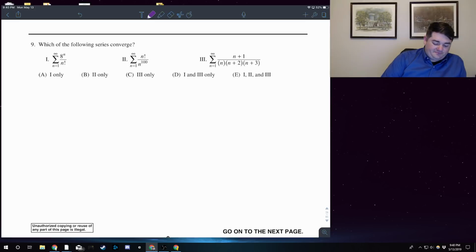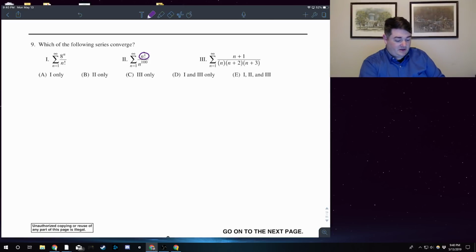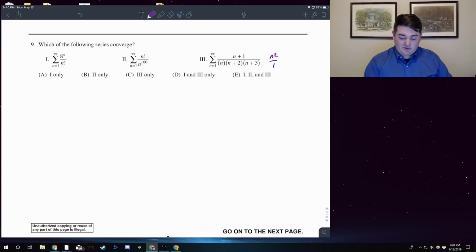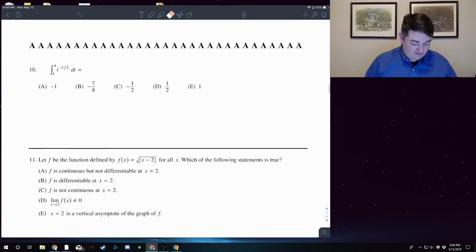Oh, number 1, 8 to the n over n factorial. That's going to be a ratio test. At least that's the first thing that jumps into my mind. I'm like 90% sure it's going to converge. Number 2, diverges by the nth term test because n factorial dominates n to the 100th. And number 3, my favorite test, limit comparison test. If I was going to do limit comparison on this, I would multiply by n squared over 1. And we know that 1 over n squared converges, so 3 converges. So for my money, I'm taking 1 and 3. Only spending 20 seconds on that.